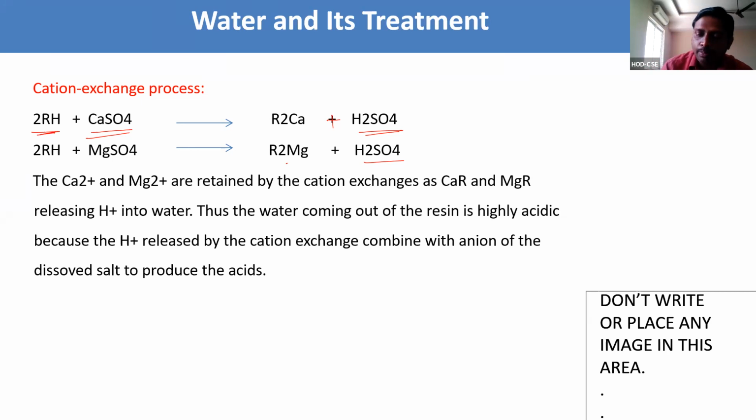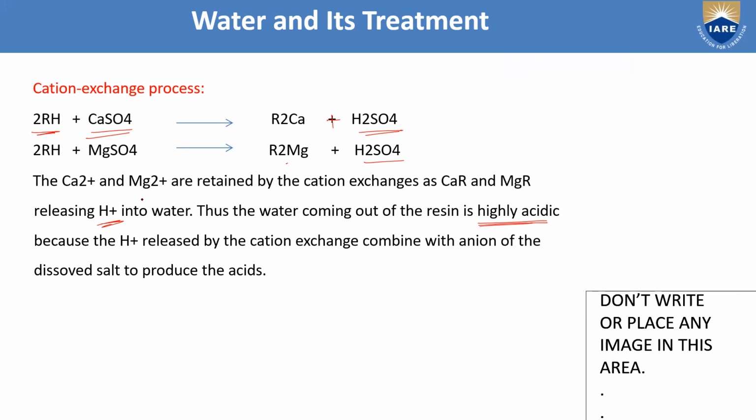Because the H plus ions being released are in high amount. Water coming out of the resin is highly acidic, because the H plus ions released by the cation exchange resin combine with the anion of the dissolved salt and produce the acid.